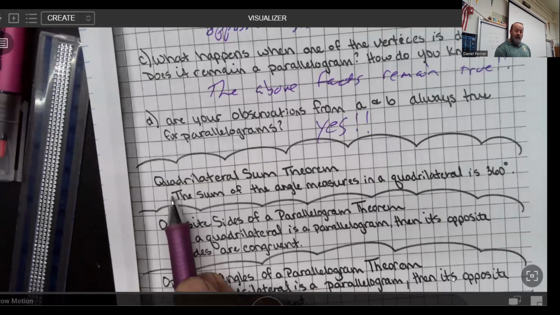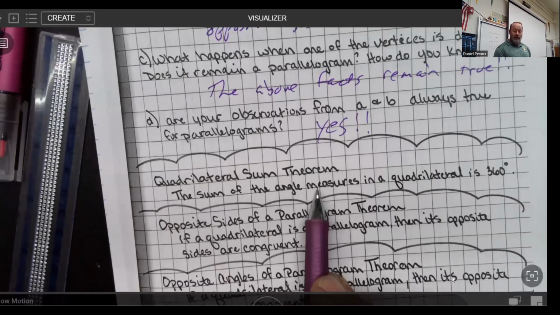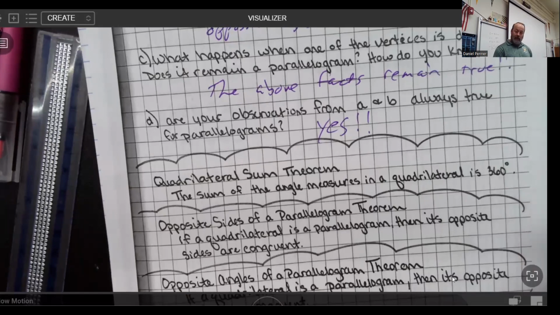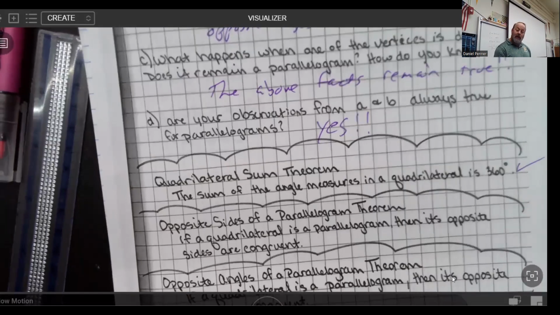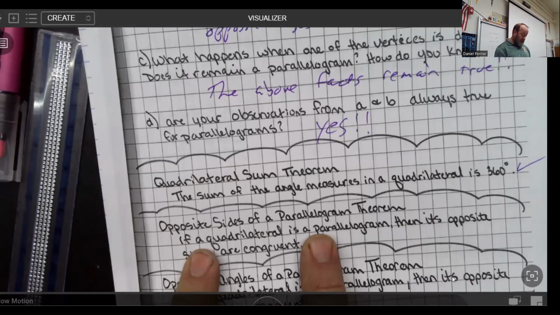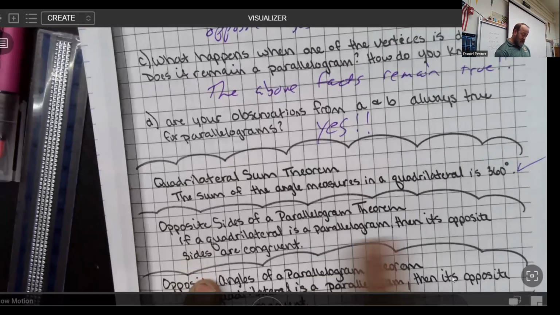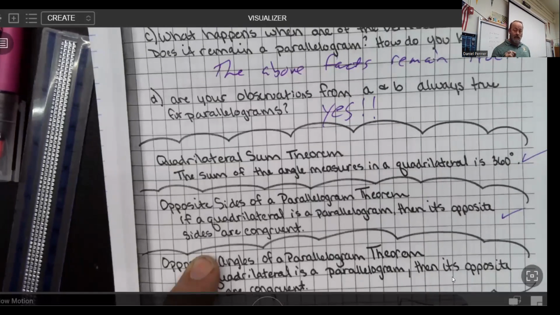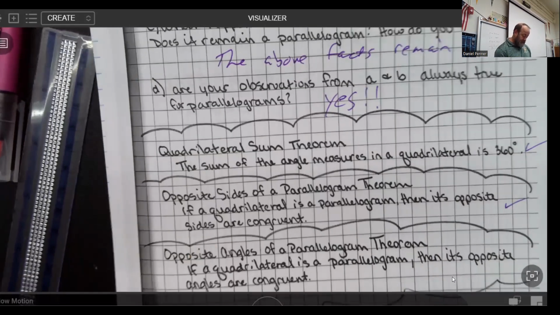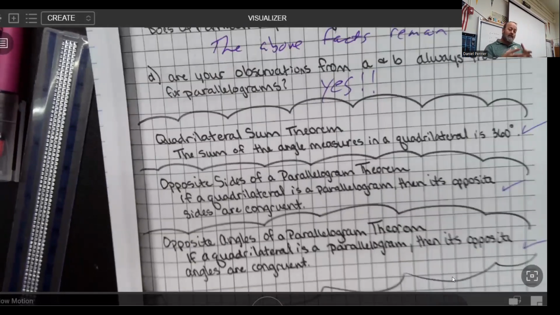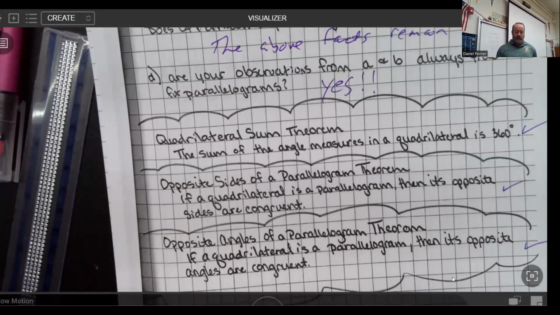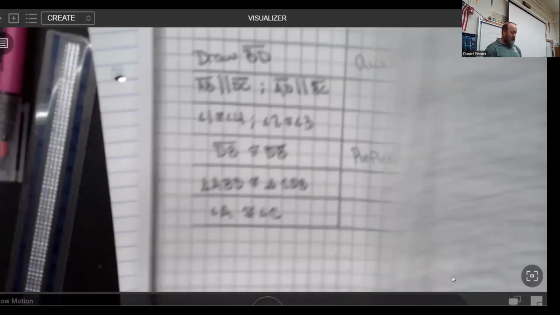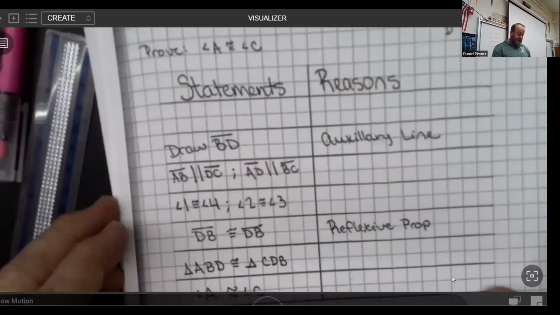Here's our first theorem. The sum of the angles in a quadrilateral is 360. We kind of developed that already. Check. The opposite sides of a parallelogram: if you have a parallelogram, then its opposite sides are congruent. Check. Again, if you need to pause the video to write that down, go for it. The opposite angles are also congruent. Check. Now, we've kind of established those things, but we haven't really proven why they're true. I just showed you some examples that it seems like it holds, but why does it hold? And we get to do our first little proof.